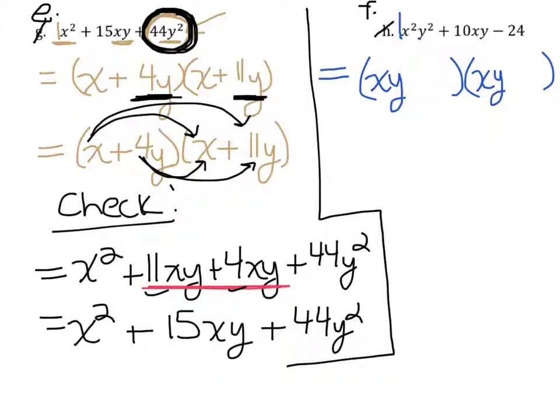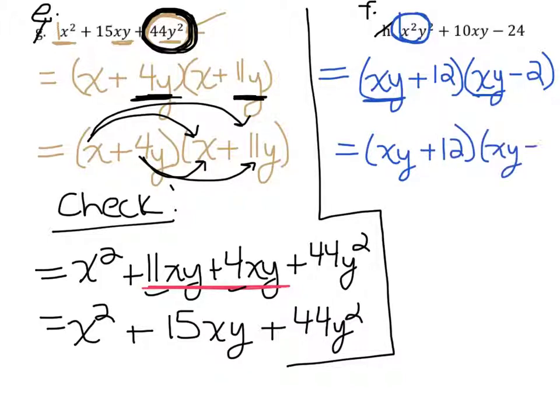Now that I have my variables in the first spots to give me my F in FOIL, all I have to do is find two numbers that multiply to give me negative 24 and add up to a positive 10. That will take care of the xy in the middle. Those two numbers would be a positive 12 and a negative 2. And so my solution would be xy plus 12 times xy minus 2.